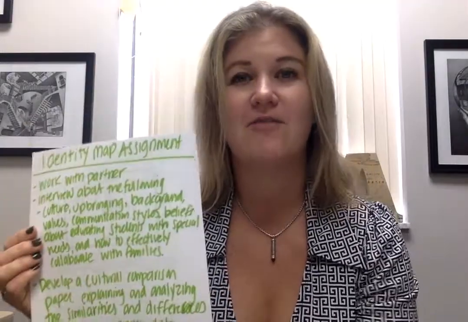So the second part is you're going to be working with a partner. Now, I've already partnered you up. You'll find under the Groups tab to the left on your toolbar that you're going to have certain groups, just you and a partner, and it's going to say Identity Map Assignment or Identity Map Partner.